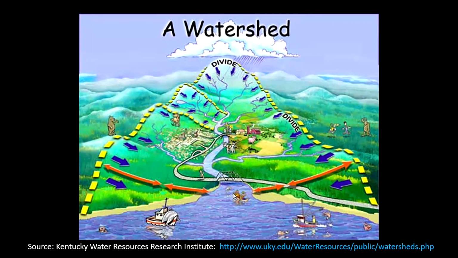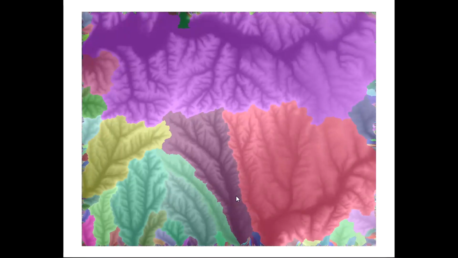The outlet, or what we call the pour point, P-O-U-R, is the point on the surface at which the water flows out of an area, and is generally going to be the lowest point along the boundary of the watershed. And going back to our basin from beforehand, these are clearly defined. These are basins that are defined by the GIS.